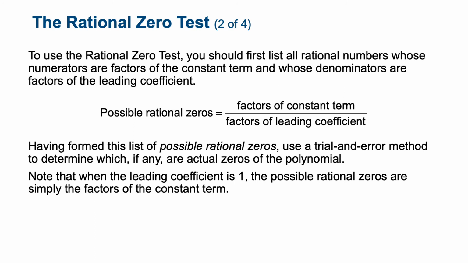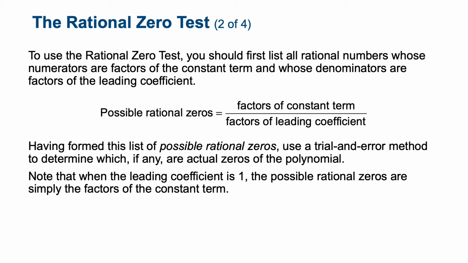So let's talk a little bit about how to use it. To use it, we first list all the rational numbers whose numerators are factors of the constant term and whose denominators are factors of the leading coefficient. So you take the last term, factor it out, then you take the first term and factor that, and then create all the possible combinations where you have the factors of the constant term in the numerator, and the factors of the leading coefficient in the denominator. Once you do that, you have a list of possible rational zeros.